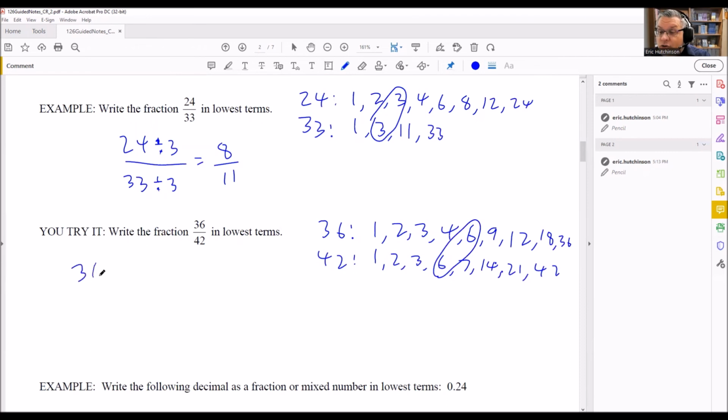So 36 divided by 6, let me write this a little bit neater. 36 divided by 6 is 6. And 42 divided by 6 is 7. So we got that. We divided both top and bottom by a 6. So again, you're dividing each of it: divide the top one by 6, and we divide the bottom one by 6. And then you get your result, 6 sevenths. And that's as far as you can go because nothing divides into there. So 6 sevenths would be considered lowest terms.